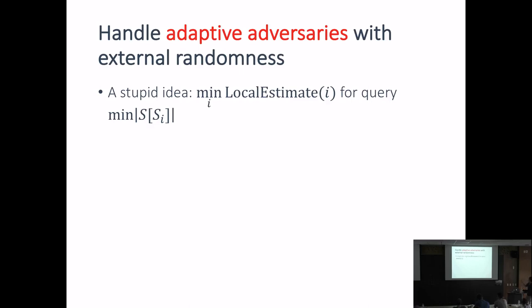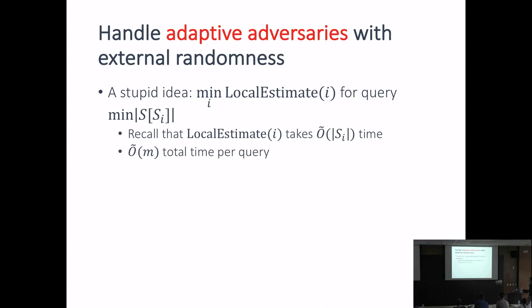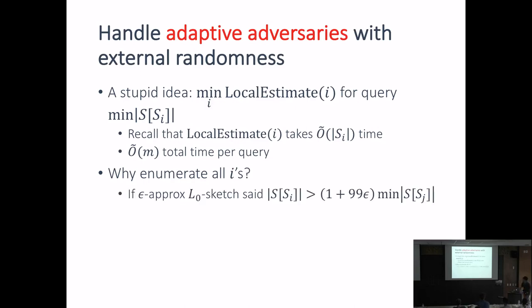So a stupid idea is that every single time we need to answer the minimum size of reachable set, we just measure the reachable set of every i, and then we just take the minimum of them. So recall that it takes basically tilde the size of Si time. So the whole thing would take m time for each query. So it's also going to be pretty expensive. But here's the question. Do we really need to enumerate all i's in order to find the minimal local estimate i? So the answer is yes and no.